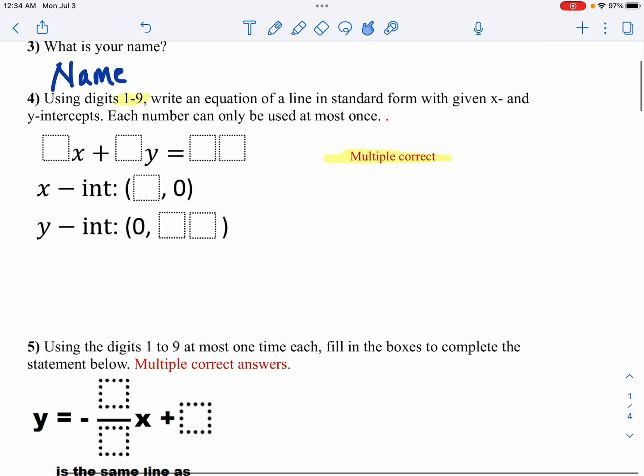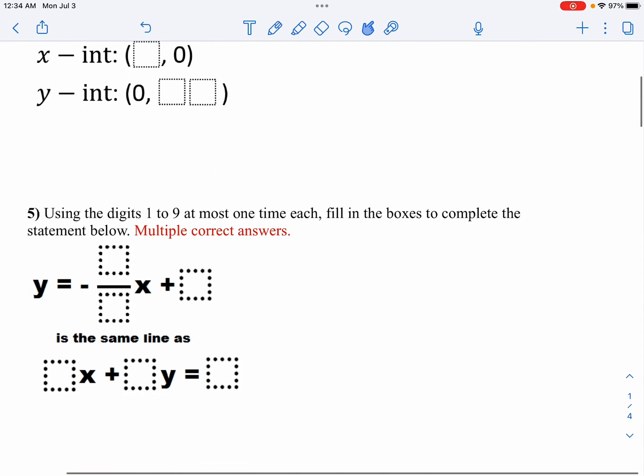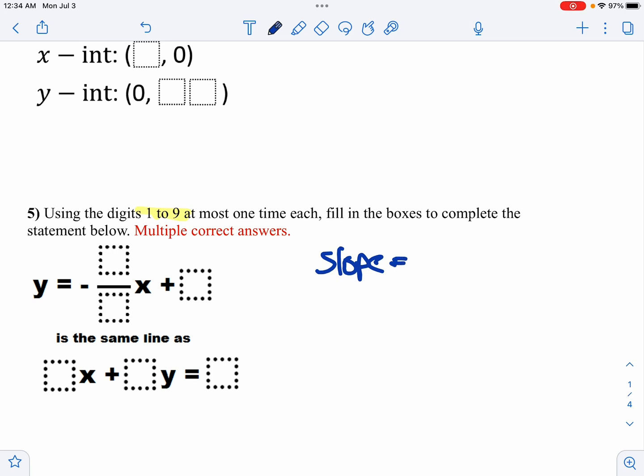The same thing on number 5. I want you to use the digits 1 through 9. This is where I want you to notice your slope should be the opposite of a over b. And notice the slope, when it's in slope-intercept form, is a negative. So that means your x and y should probably be positive numbers. But you're only using digits 1 through 9, so I guess that wasn't really much of a hint.